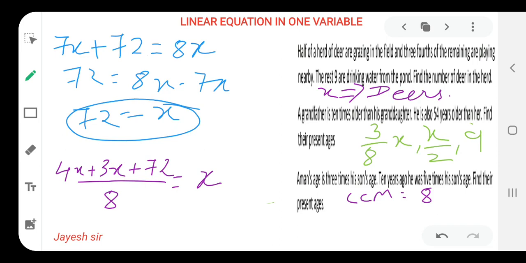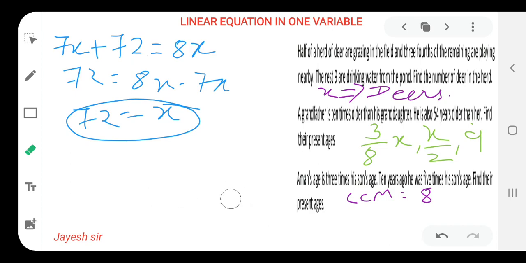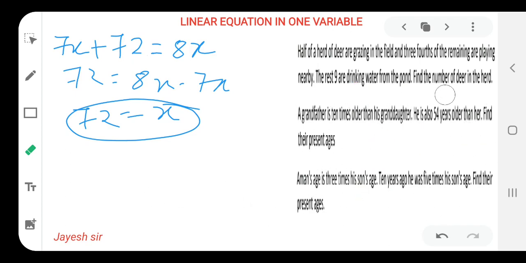Yes, from this we can say that the total number of deer was x. That is the only thing we need to find, the number of deer in the herd. So the total number of deer in the herd was 72. That is the question that was asked to us, and we have solved it and got the answer. I hope you all are getting it.